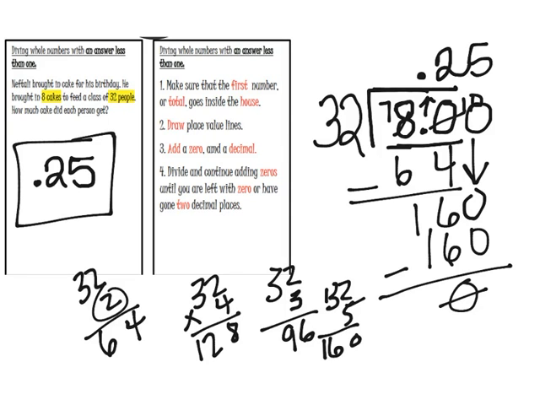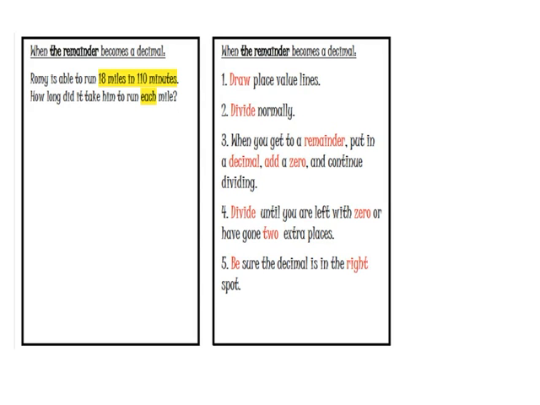Alright. We can also divide when the remainder becomes a decimal. Alright, so let's look at our problem. Romy is able to run 18 miles in 110 minutes. How long did it take him to run each mile?